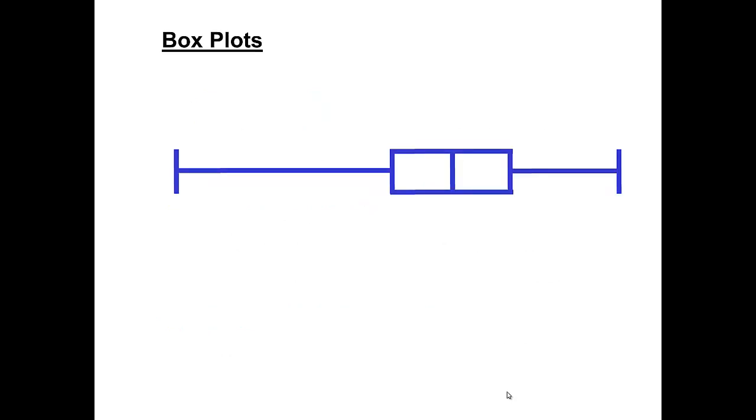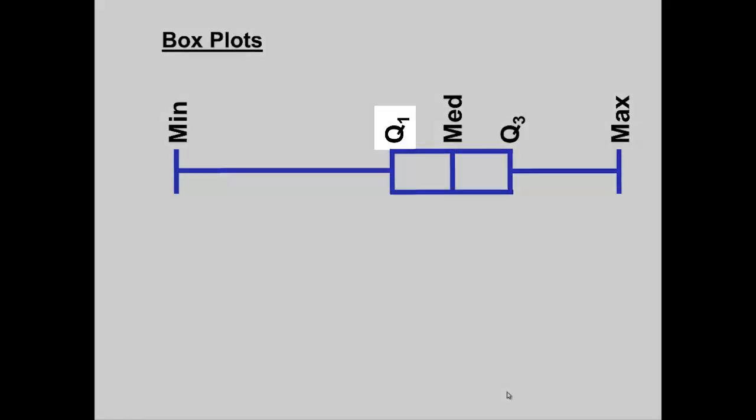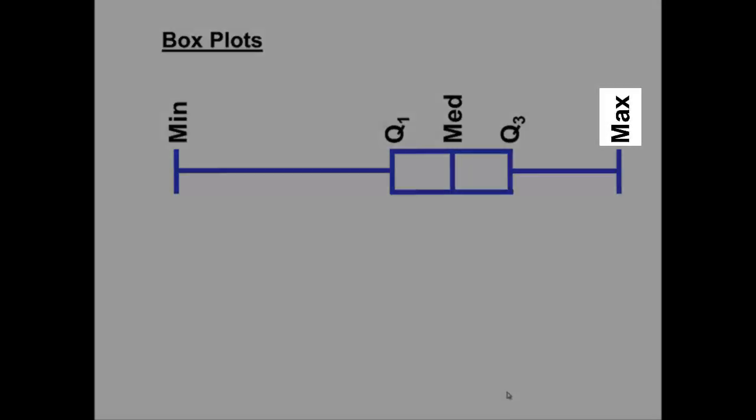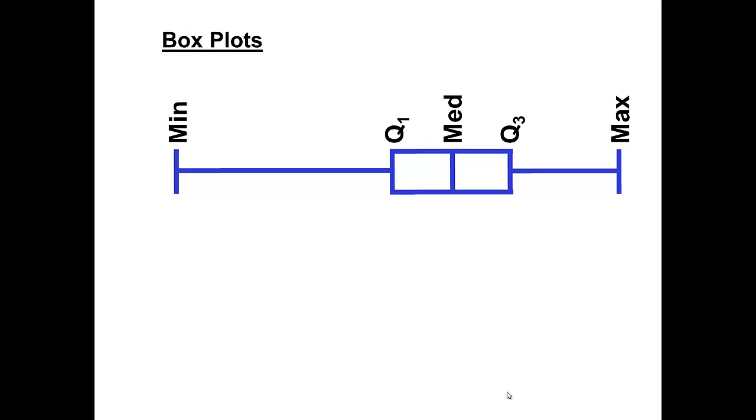A box plot describes visually how those quartiles are spread out. We have the 5 numbers, and notice how they relate to the graph of the box plot. We have the minimum, Q1, the median, Q3, and the maximum. We call these 5 numbers the 5-number summary. Not very creative, but easy to remember.